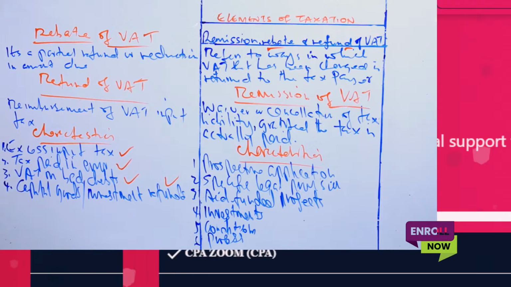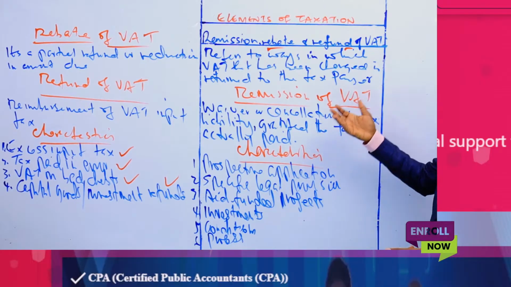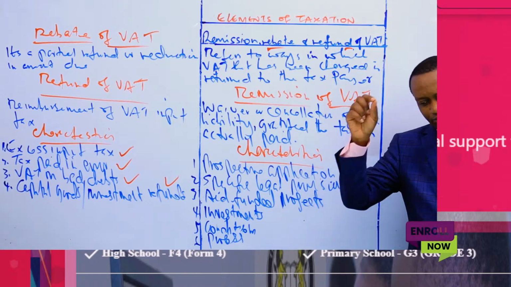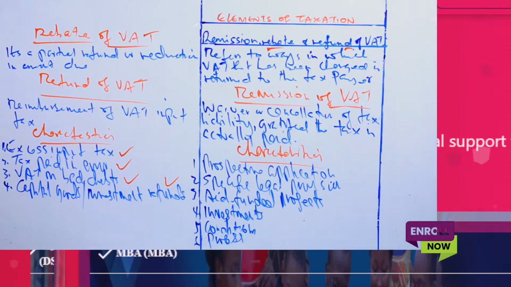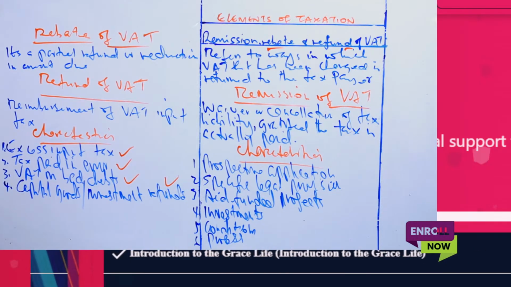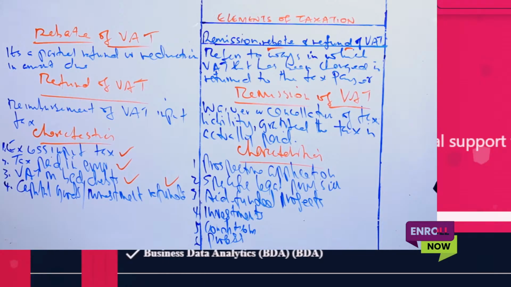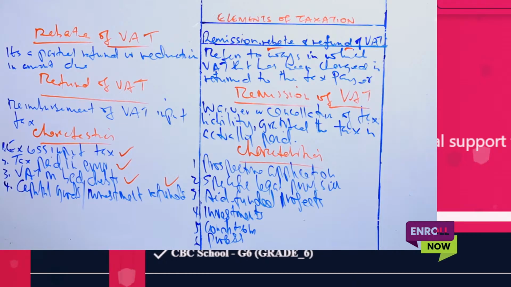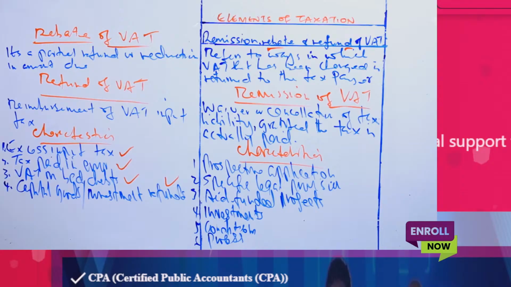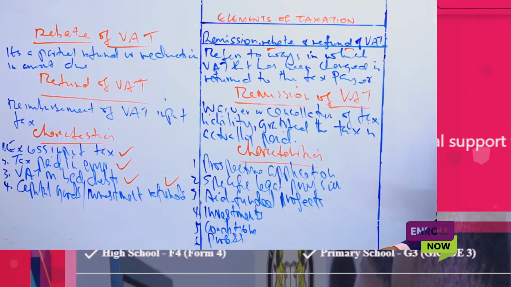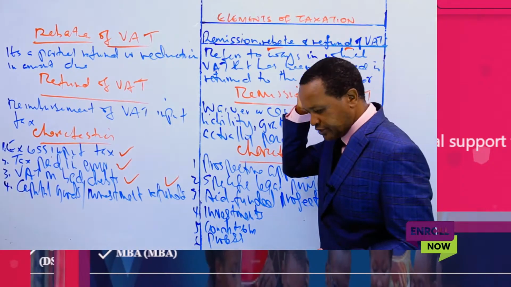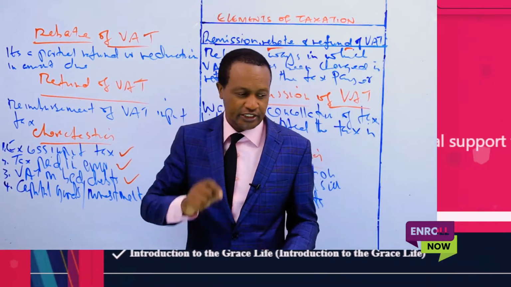So that's all for remission, rebate and refund of VAT. It's important for you to remember that while remission and rebate refer to specific forms of tax relief, the refund mechanism is the most common way for VAT registered businesses to recover excess VAT credits, particularly those engaged in zero-rated supplies or those subjected to withholding VAT.